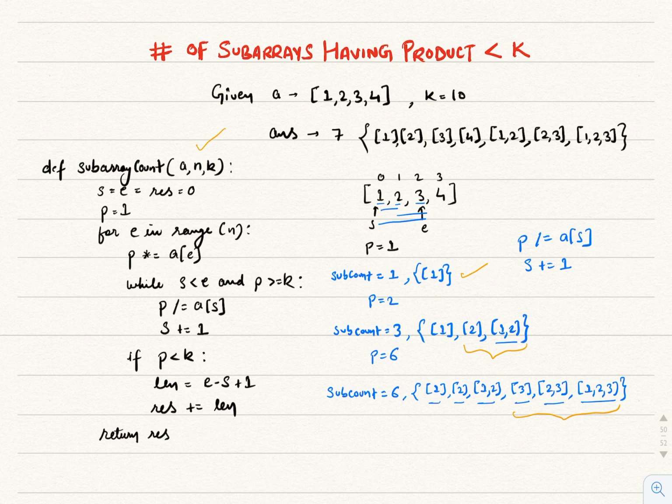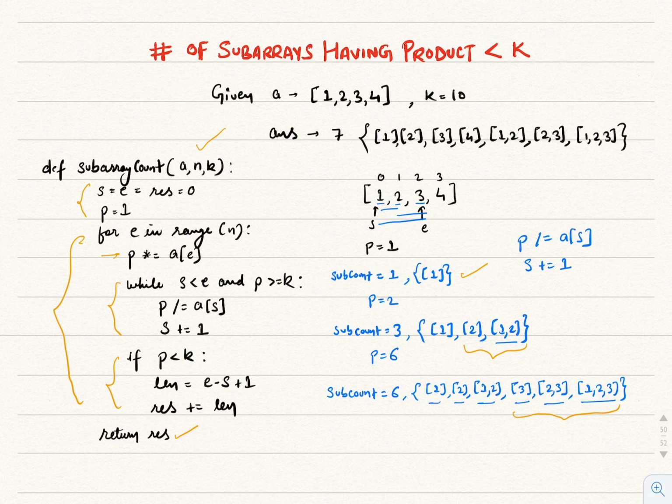I have initialized S and E as 0, which represent the window, result to 0 and p to 1. In this for loop, E will increment till the end of the array. We will find p like this whenever E increments. This while condition is for the case when p is greater than or equal to k, where we update p and increment start. This is the case when p is less than k, where we just need to note the current window's length and add it to the result. When the for loop finishes, we will just return the result.